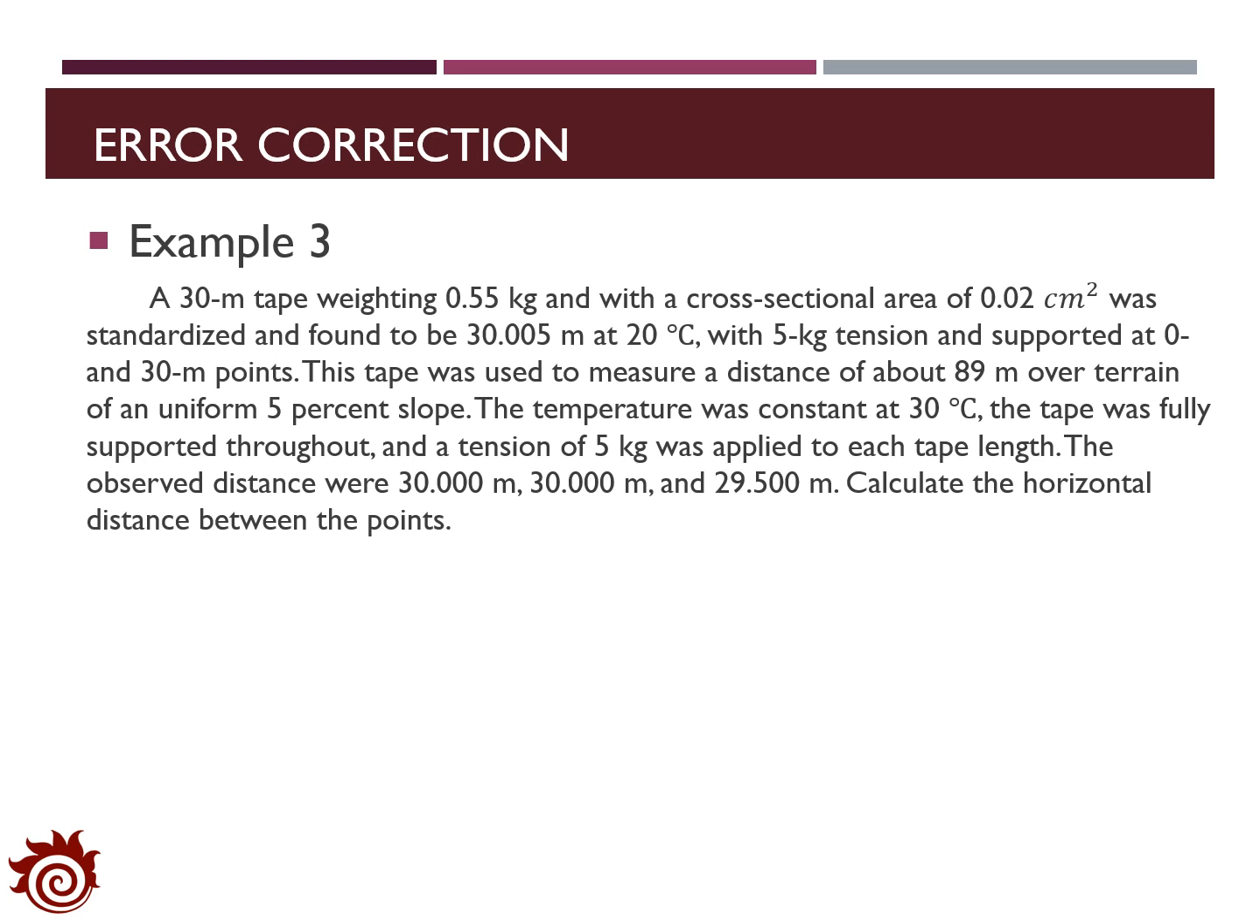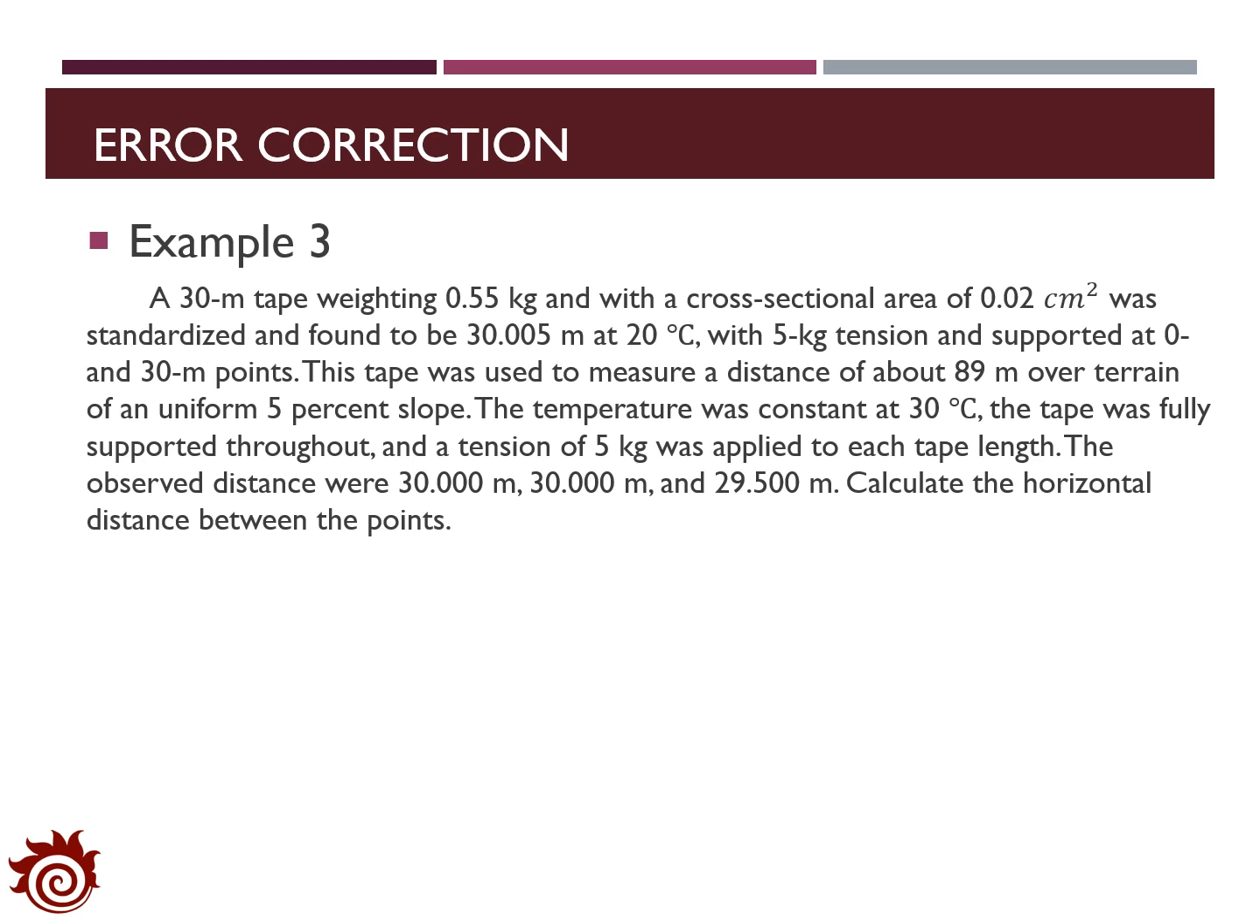The tape was used to measure a distance of about 89 meters over terrain of a uniform 5% slope. The temperature was constant at 30 degrees. The tape was fully supported throughout, and a tension of 5 kg was applied to each tape length. The observed distances were 30 meters and 29.5 meters. It wants us to calculate the horizontal distance between the points.